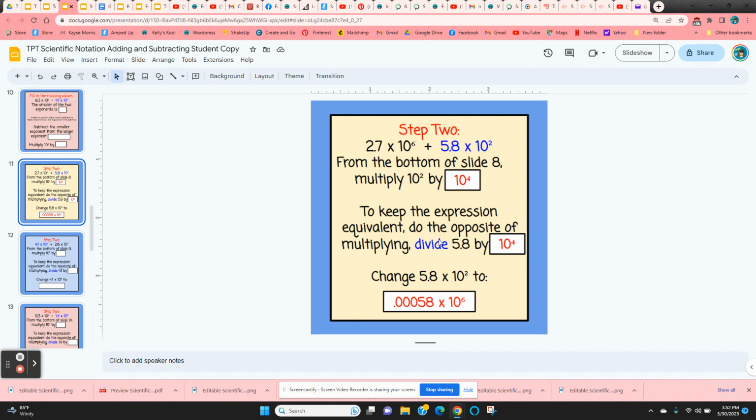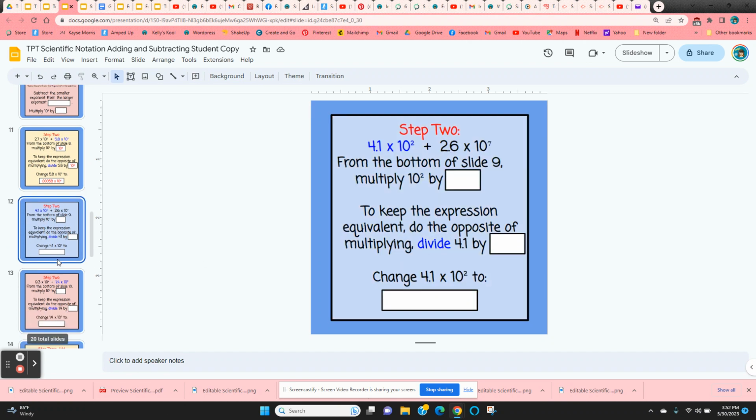To keep the expression equivalent, they're going to do the opposite of multiplying. They're going to divide 5.8, which is the other term, the mantissa, by 10 to the fourth power. So if they multiply here, they have to divide here to keep it equivalent. When they change this, they're going to multiply 10 to the fourth times 10 to the second. They get 10 to the sixth, 10 to the 4 plus 2. Here they're going to divide, so they're going to take 5 and 8 tenths, divide by 10 to the fourth, so that means they're going to move to the left 4 spaces, and this is what they'll get. So this is their example.